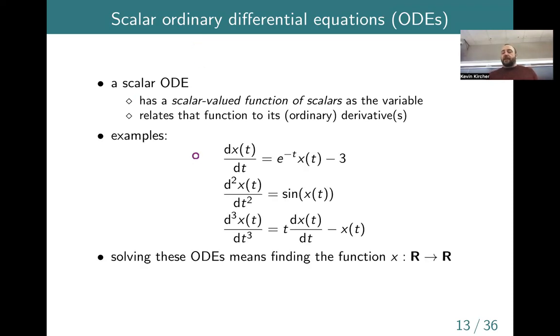So we can talk about some examples here. Here we have the first derivative of x is e to the minus t times the function value itself, minus some constant. We could have sines and cosines. We could have higher order derivatives. So here we have d squared x by dt squared, and here we have a third derivative of x. And over here on the right-hand side, we have sine of x. So this is a nonlinear term.